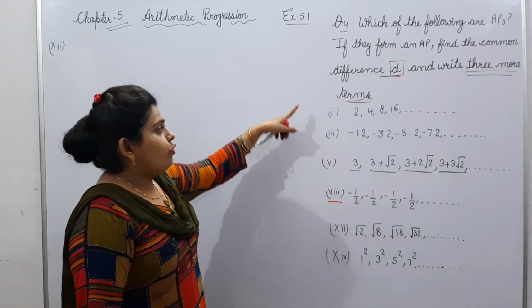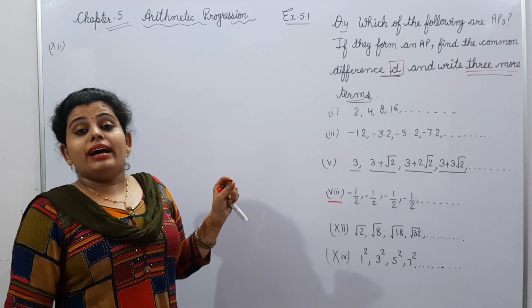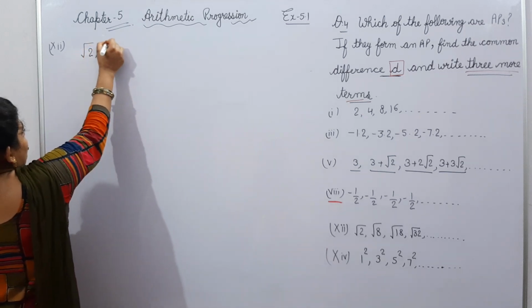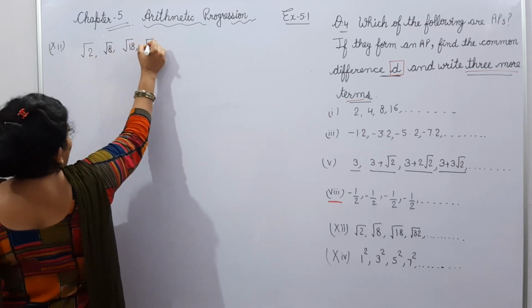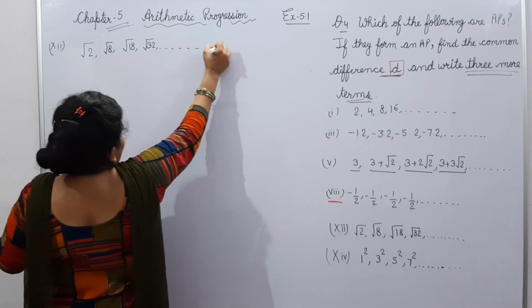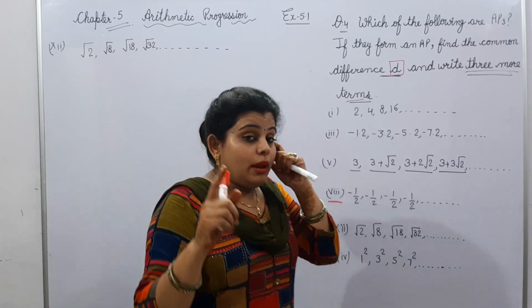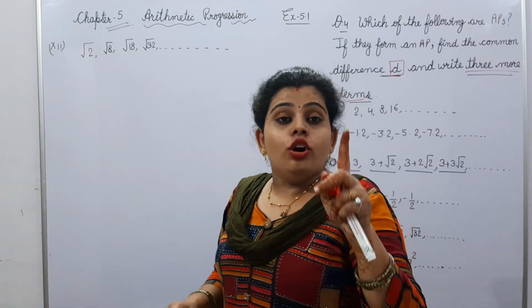12th part of question number 4. What is given? In this question, root numbers are given. What is given? Root 2, root 8, root 18, root 32 and so on. What we have to find? Common difference if they are forming an AP, and next three terms. First of all, we will do numbering.